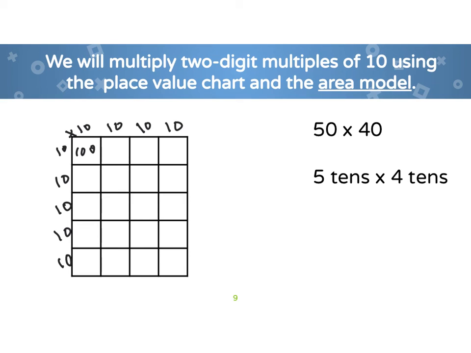So if we multiply that, we get 20. 20 what? 20 hundreds. 20 boxes that represent 100. And we can also write that as standard form, which would be 20, and then I like to go 2 more zeros, that's hundreds, which would equal 2,000.